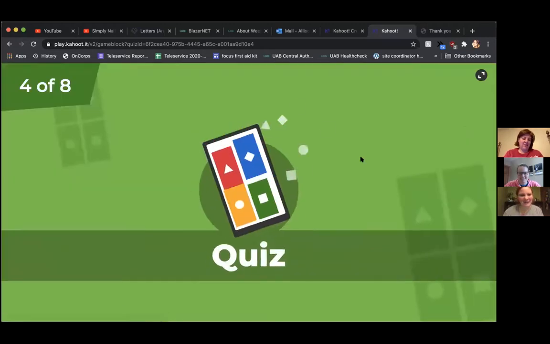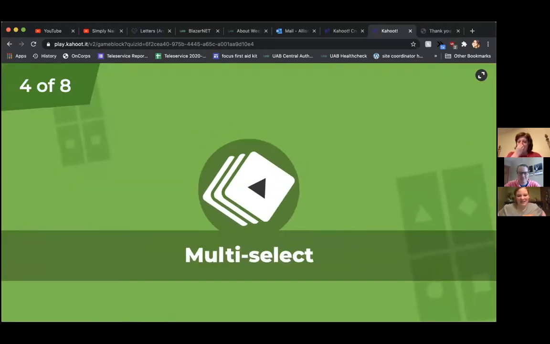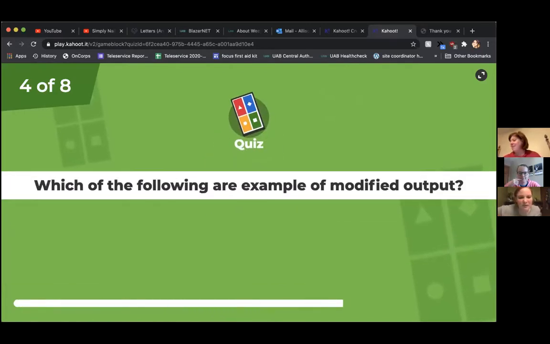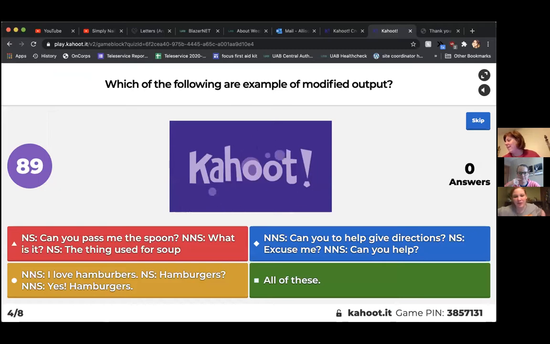Okay, let's go. This is a multi-select, and it's double points. Which of the following are examples of modified output? So, native speaker, can you pass me the spoon? Non-native speaker, what is it? Native speaker, the thing used for soup. Okay, non-native speaker, can you help give directions? Native speaker, excuse me. Non-native speaker, can you help? Non-native speaker, I love hamburgers. Native speaker, hamburgers. Non-native speaker, yes, hamburgers. Or all of these. Modified output.